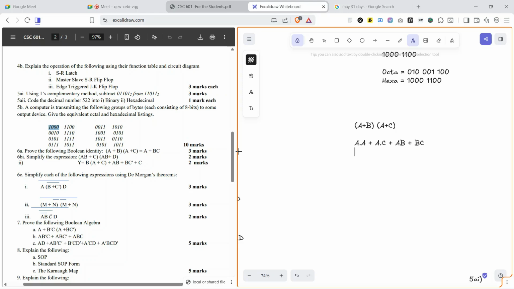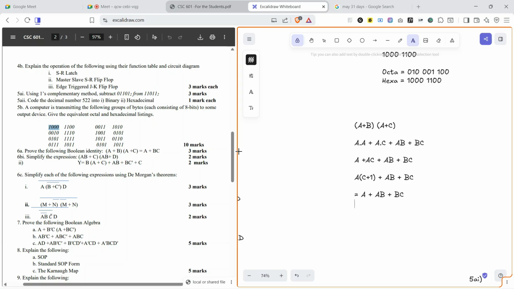A dot A is A from our Boolean algebra. So we have A plus AC plus AB plus BC. So we can factor out A here and have A times C plus 1, plus AB plus BC. C plus 1 is 1. So this is A plus AB plus BC.